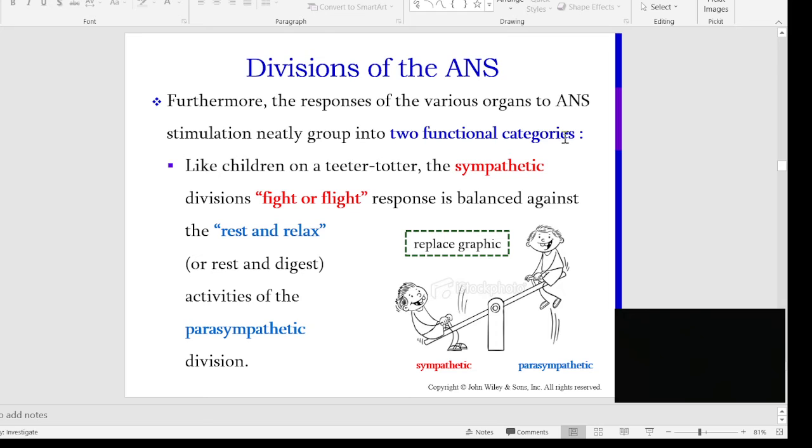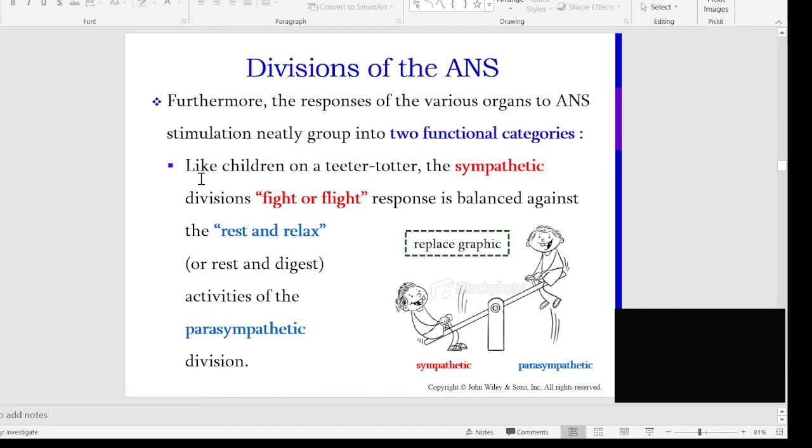So there are two functional categories in our ANS. Let's take for example, the sympathetic is fight or flight. So the fight is your sympathetic response, or you want to run away. Basically, the sympathetic is more on excitatory. It increases your heart rate, breathing, and the activity of your digestive organs.